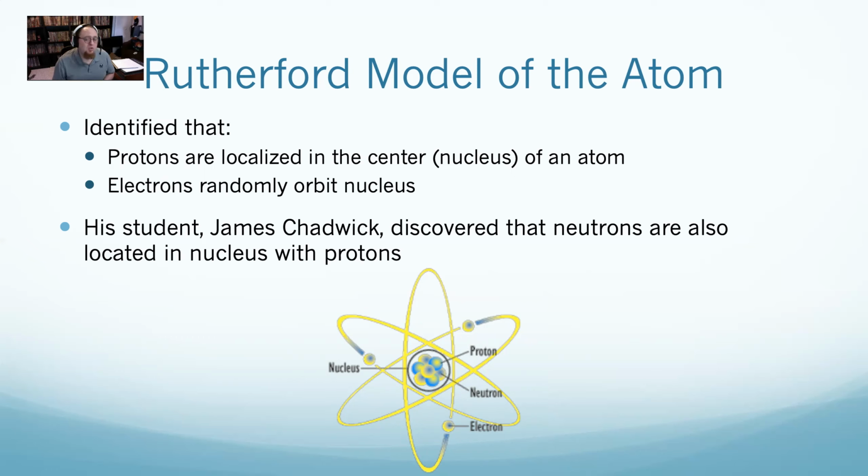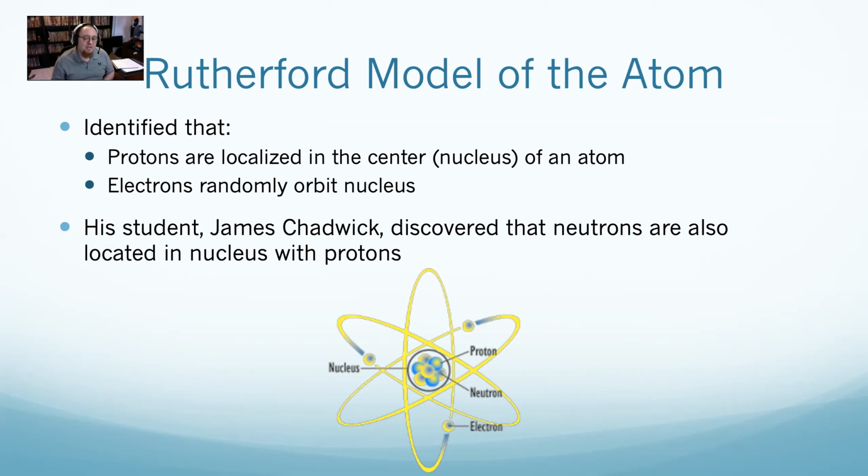Now, this is closer to what we believe today. We do believe today of this idea of a nucleus, which has protons and neutrons. And we still believe today that the electrons orbit the nucleus. What we don't believe necessarily is that it's at random spots, that it's all random. We now know it to be a little more structured than that, though I'll come back to the idea.